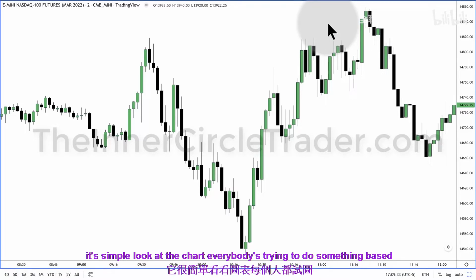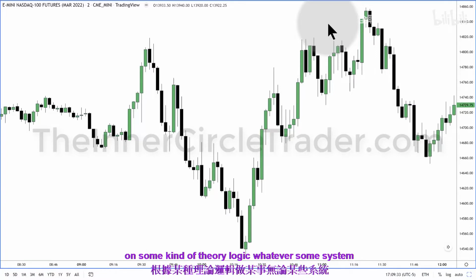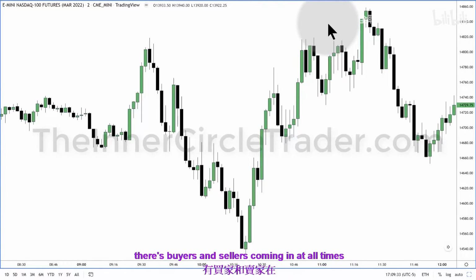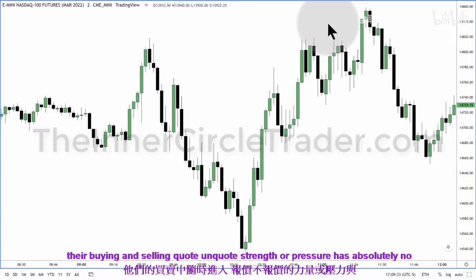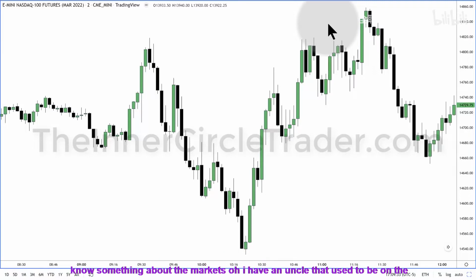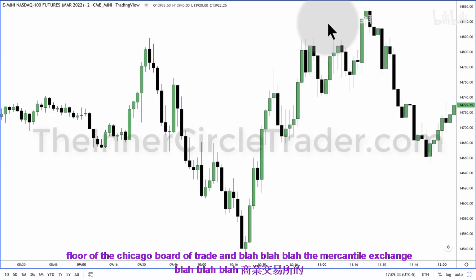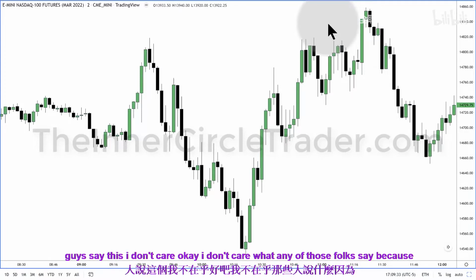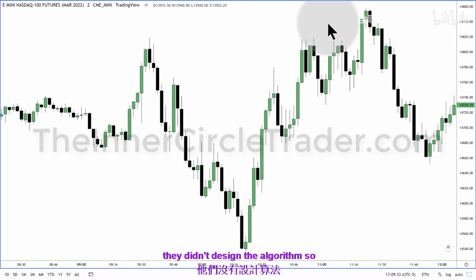Look at the chart. Everybody's trying to do something based on some kind of theory, logic, whatever, some system. There's buyers and sellers coming in at all times. Their buying and selling quote unquote strength or pressure has absolutely no bearing on where these prices are going to go. I know that may shake individuals that think they know something about the markets. Oh, I have an uncle that used to be on the floor of the Chicago Board of Trade and blah, blah, blah. The Mercantile Exchange guys say this. I don't care. Okay. I don't care what any of those folks say because they didn't design the algorithm.